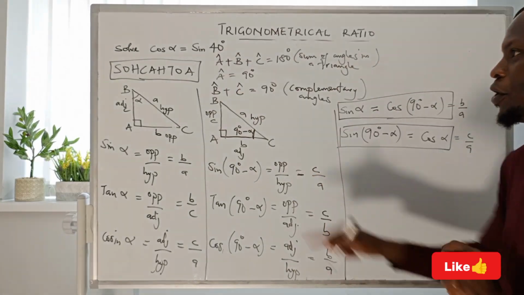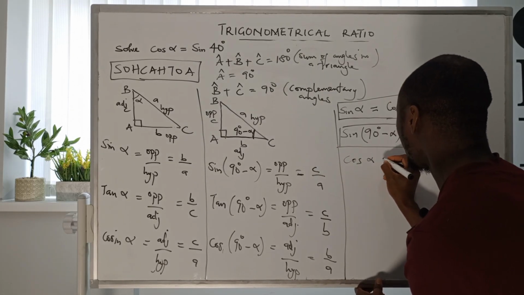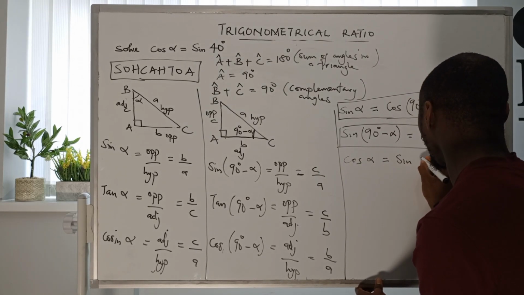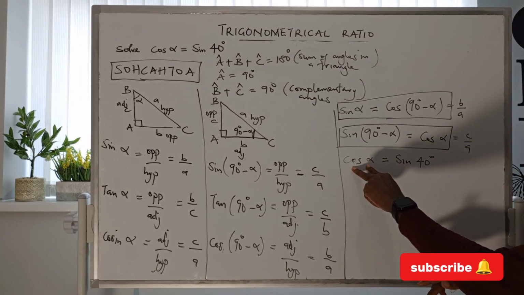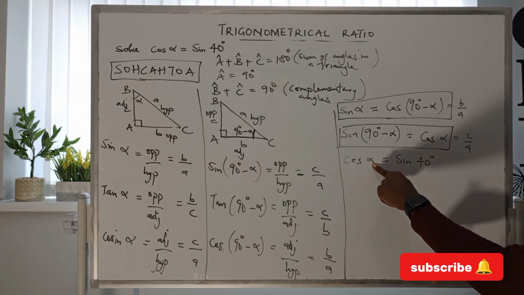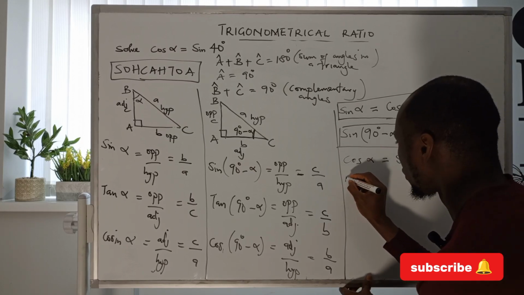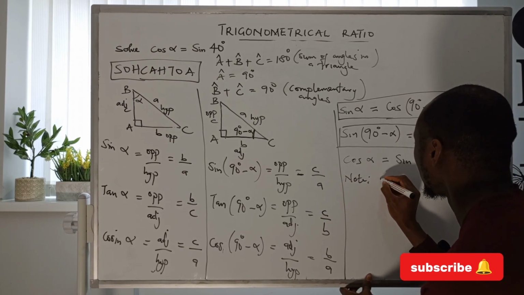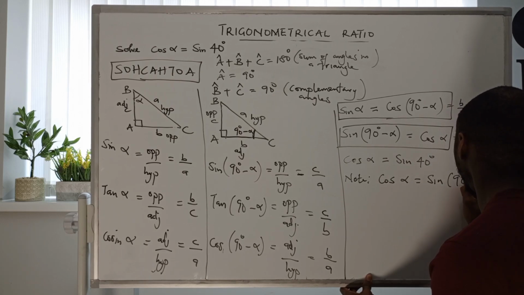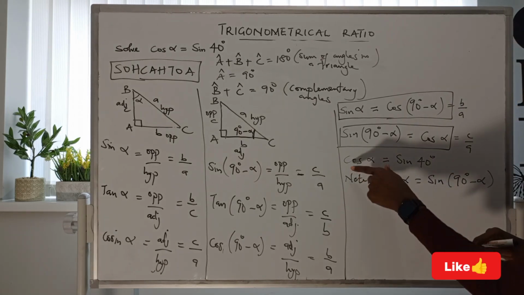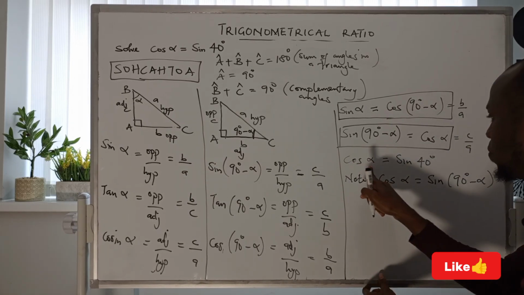Now let's go to our question. We are given to solve cos of alpha equals sine 40 degrees. Always remember that cos of alpha equals sine of 90 degrees minus alpha. So wherever in your question you have cos of alpha, what will you put? You just substitute this there. So you remove this, you put this.